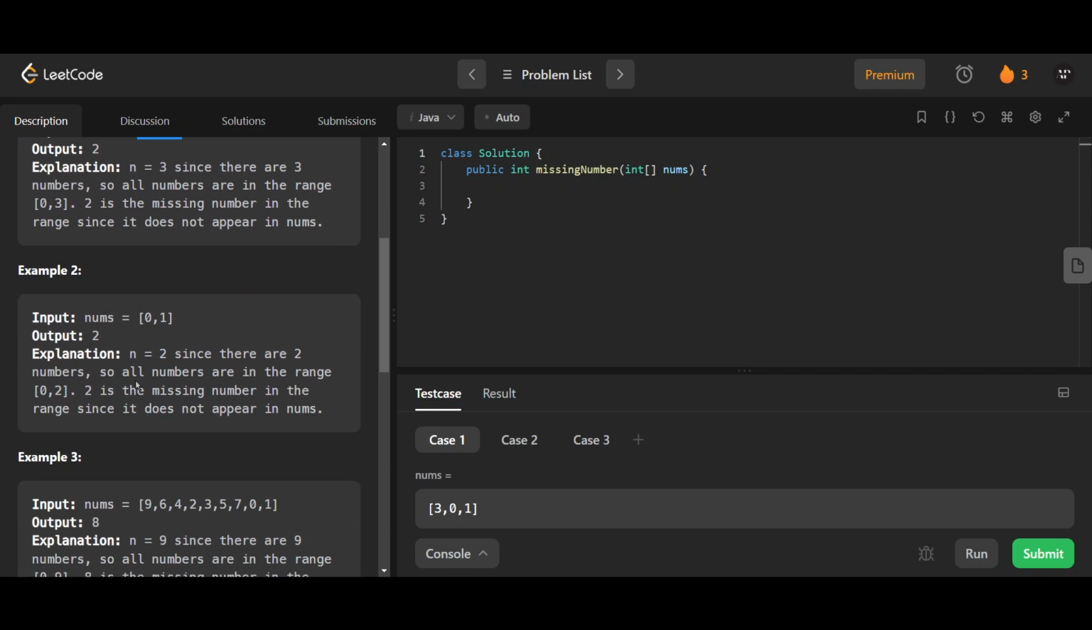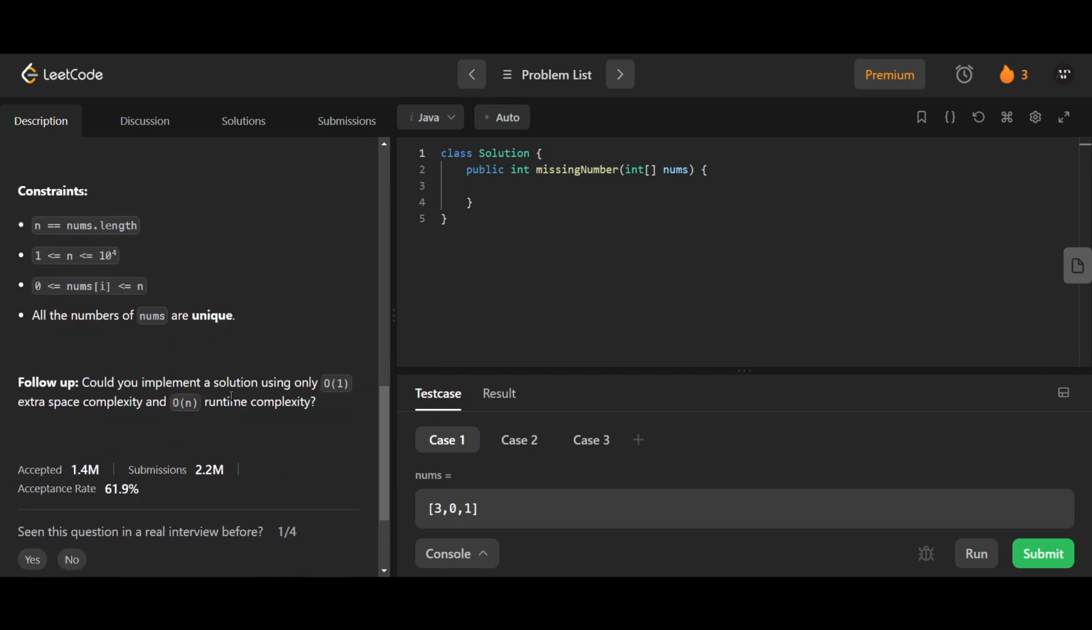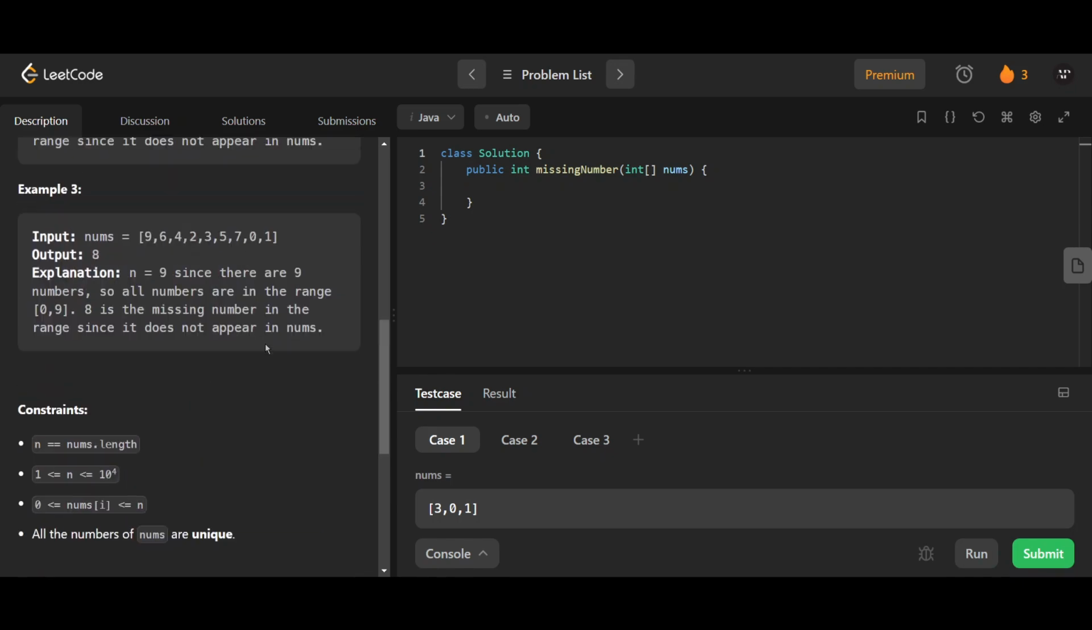This is another example where n equals 2. So when n equals 2, you can have 0, 1, and 2, and one of them is missing. How can we solve for this? And what is the biggest n that we can get? The biggest n is 10 to the power 4. There are a few follow-ups. Could you implement a solution using only O(1) extra space complexity and O(n) runtime complexity? So we have to do it in constant space.